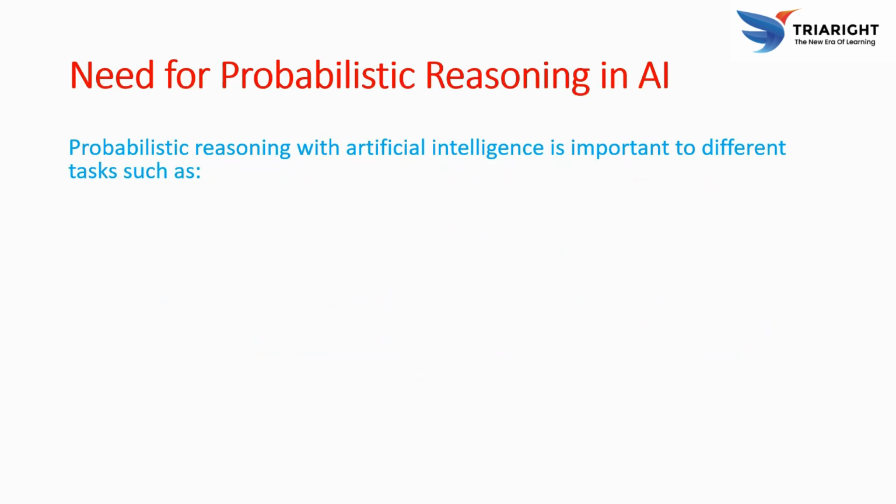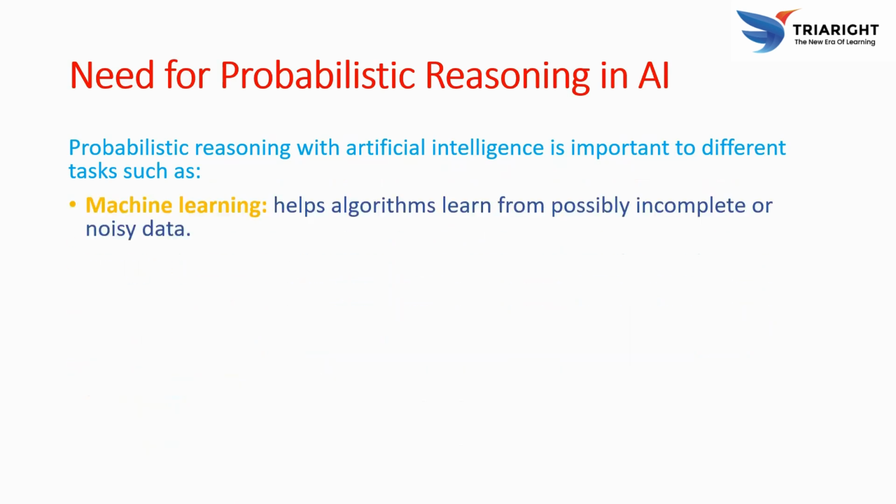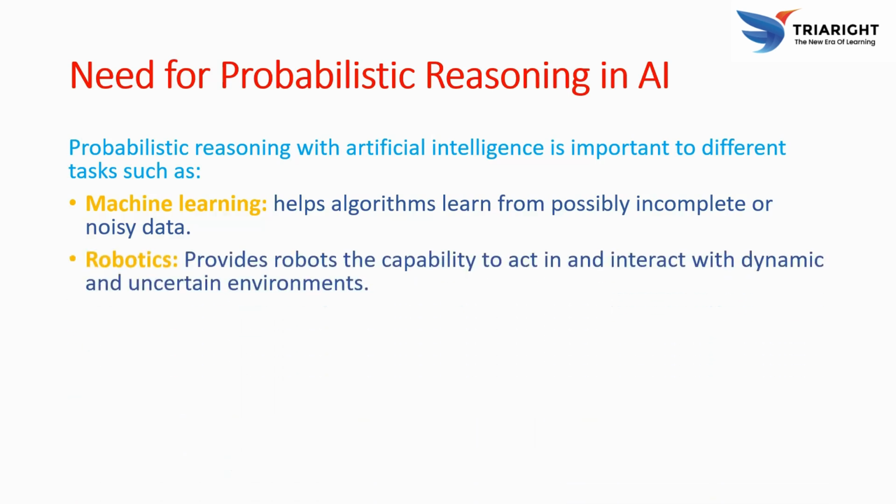Probabilistic reasoning in artificial intelligence is important for different tasks. Such as machine learning: it helps algorithms to learn from possibly incomplete or noisy data, right? In real-world machine learning scenarios, the data is rarely perfect. Probabilistic methods allow models to handle missing values, errors and inherent variability, leading to more robust and accurate learning, right?